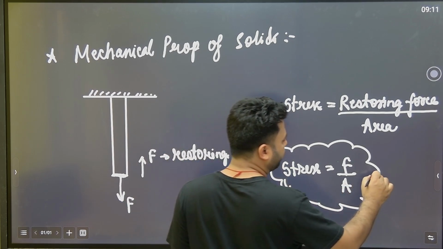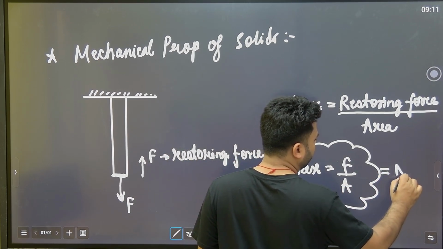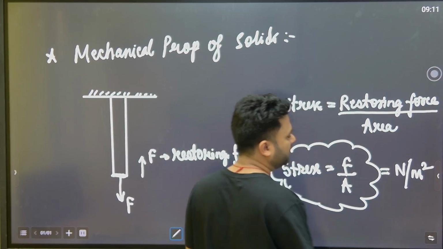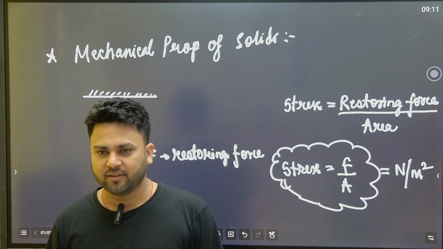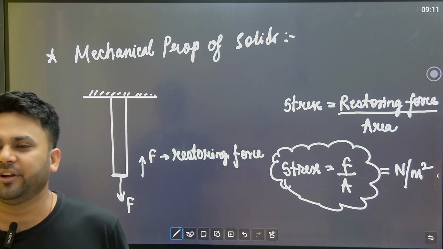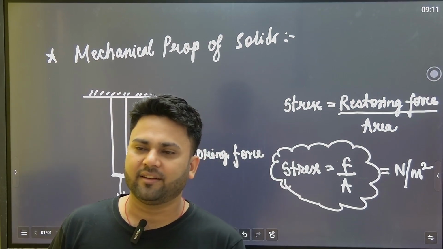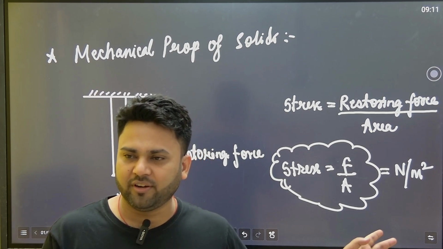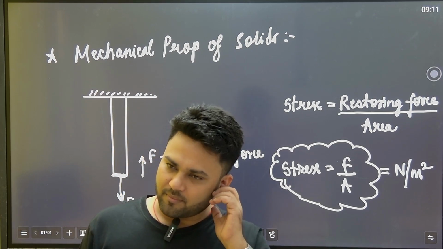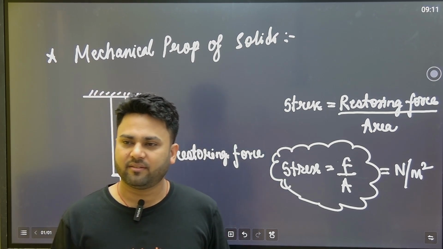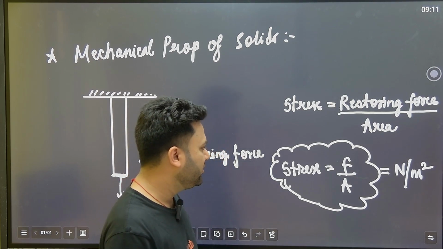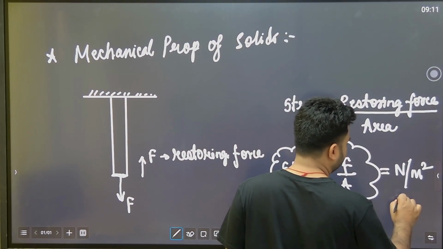So what will be the unit of stress? Force unit Newton, area unit meter square, so Newton per meter square. Can you tell any other quantity which has the same unit, Newton per meter square? Pressure. Pressure is force by area. Okay. So it has the same unit as that of pressure.